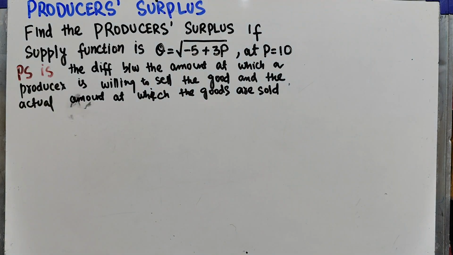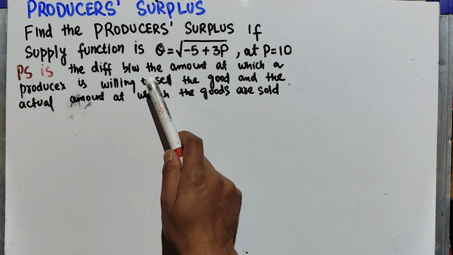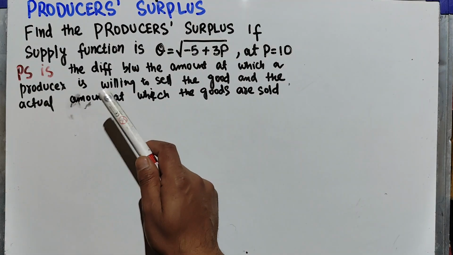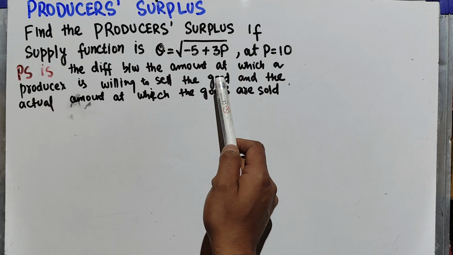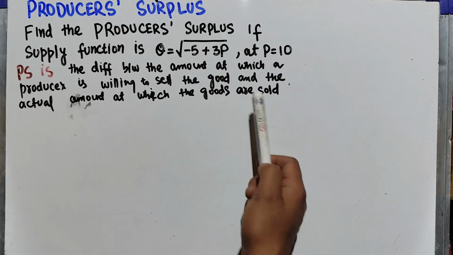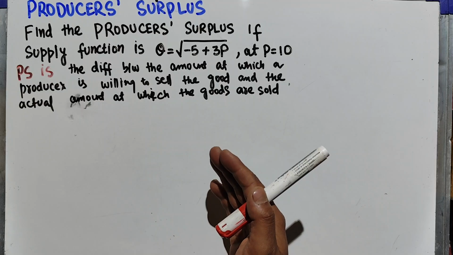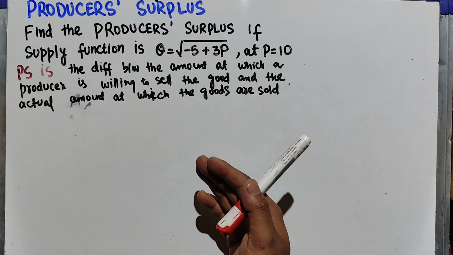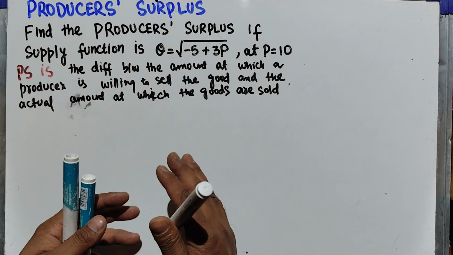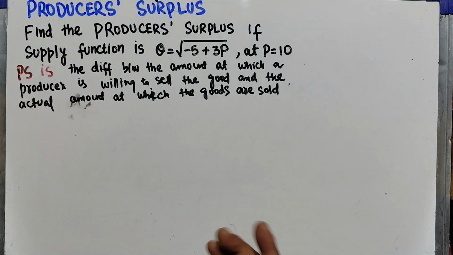By producer surplus, what do we mean? Producer surplus is the difference between the amount at which a producer is willing to sell the good and the actual amount at which the goods are sold. The difference between what he expects the price of a good to be and the market price denotes the producer surplus. How do we calculate it? Let's find out.